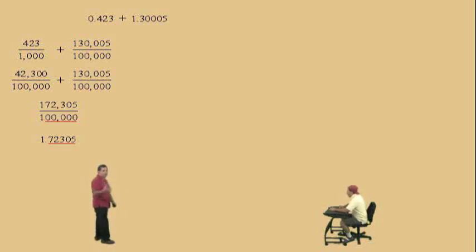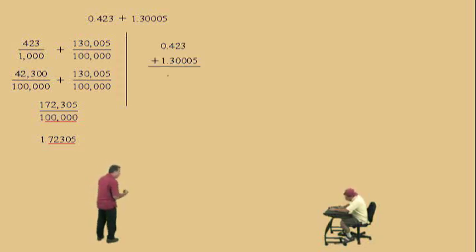Now, how do we do this in the vertical format? Well, we'll put 0.423 over 1.30005. Notice the decimal places are lined up. And here we go. We're going to multiply that 423 thousandths, top and bottom, by 100, and we get the 42,300 hundred thousandths. So basically, you add those two zeros there, and that's why you multiply top and bottom by 100, because you want to get the LCD. Okay, that's what we're trying to explain. I know it's very tricky, but there it is. I tried to explain it.